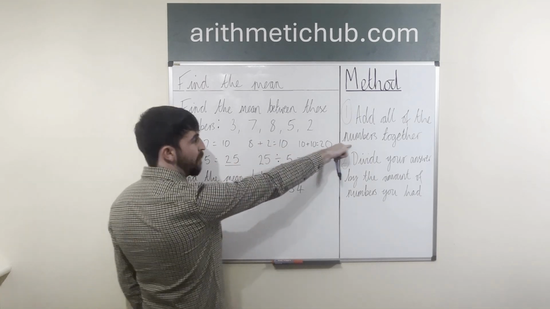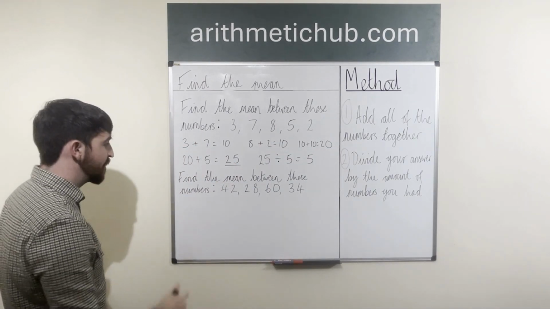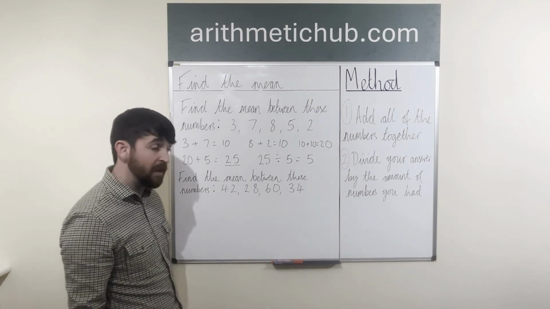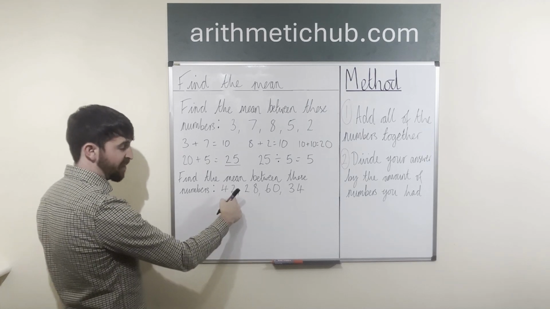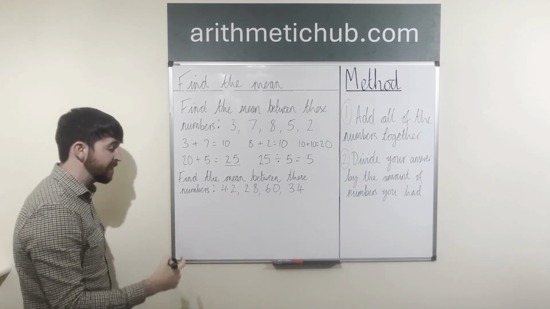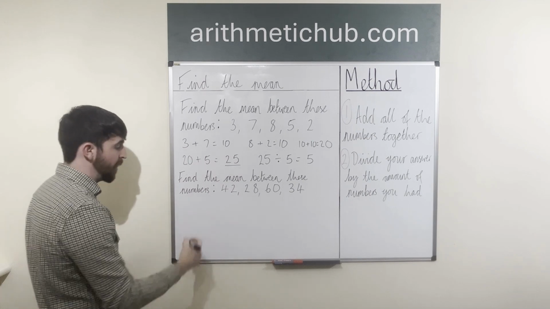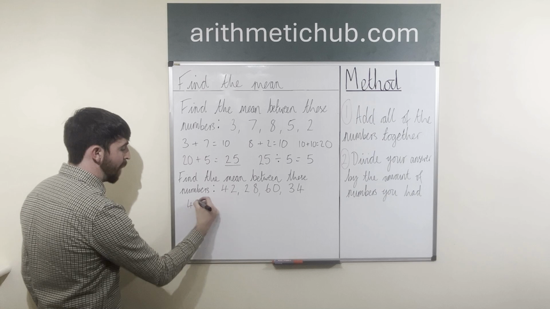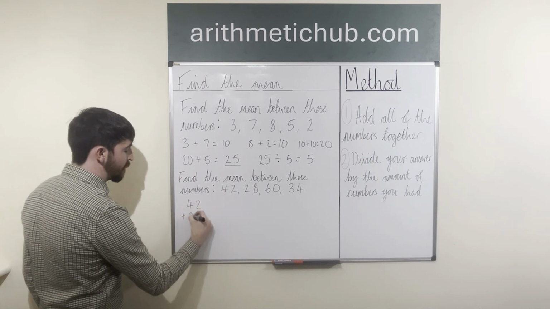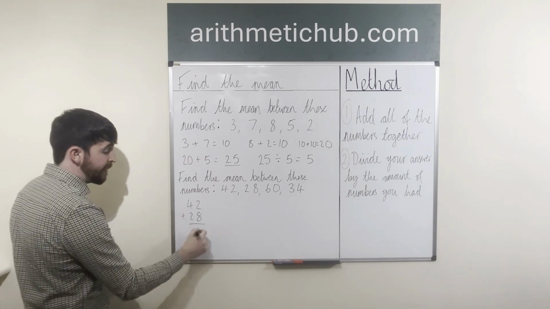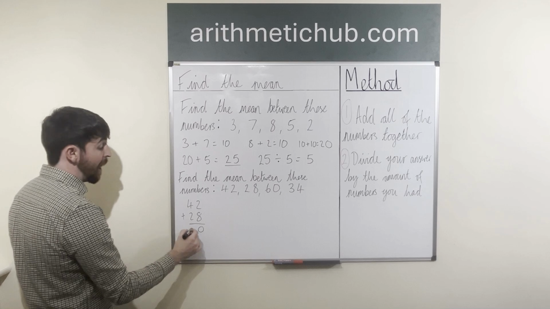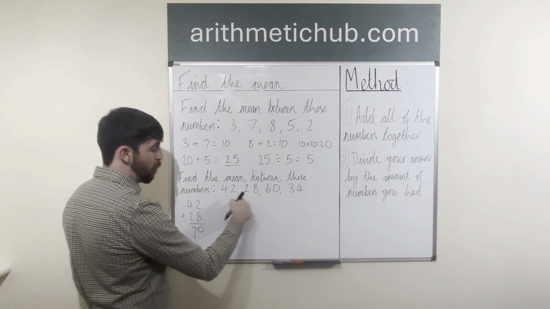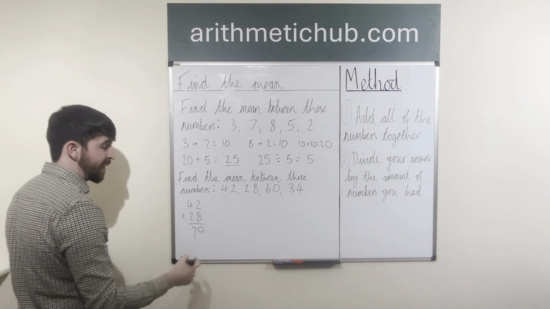So the first step of the method says add all of the numbers together. For this one, I probably am going to do some column addition, even though I could use my number bonds here because I can see this ends in a 2 and this ends in an 8, so we could have our number bond there like that. But just to be sure, I'm going to do 42 add 28 to start with. 8 add 2 is going to give me 10, 4 add 2 is going to give me 6, add the 1 is going to give me 7. So 42 add 28 is going to give me 70.